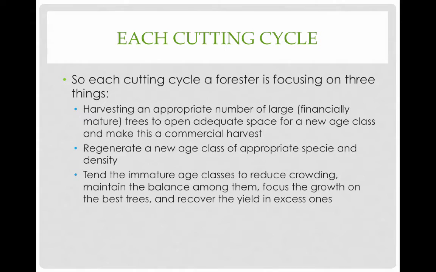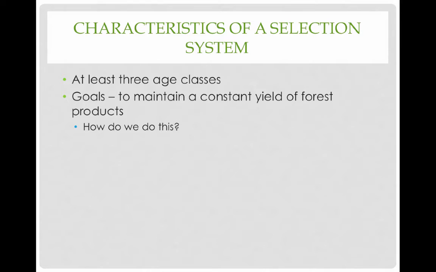So let's talk about some characteristics of a selection system. Again, we need at least three age classes. And one of the goals we talked about was to maintain this consistent or constant yield of forest products. How do we do this? Pause and write down one thought about how we could do this. As you unpause, let's see if we have similar ideas.